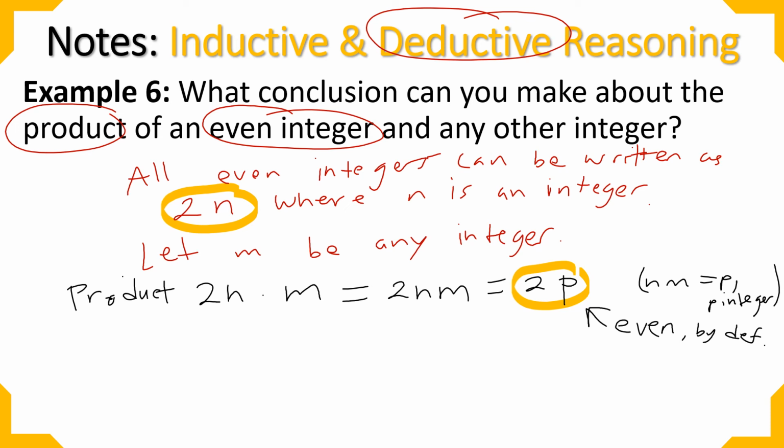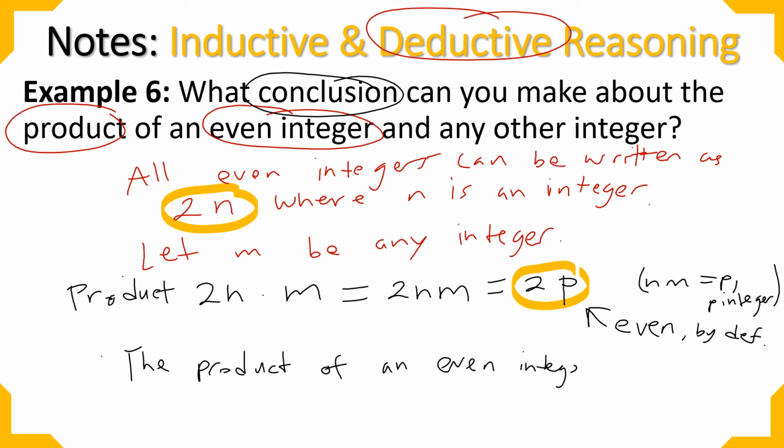Now, what can we state then? What conclusion can we make? We can conclude that the product of an even integer and any other integer must be even.